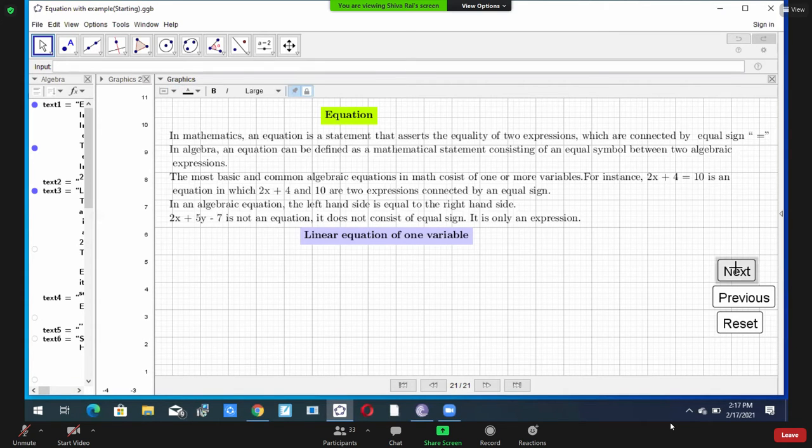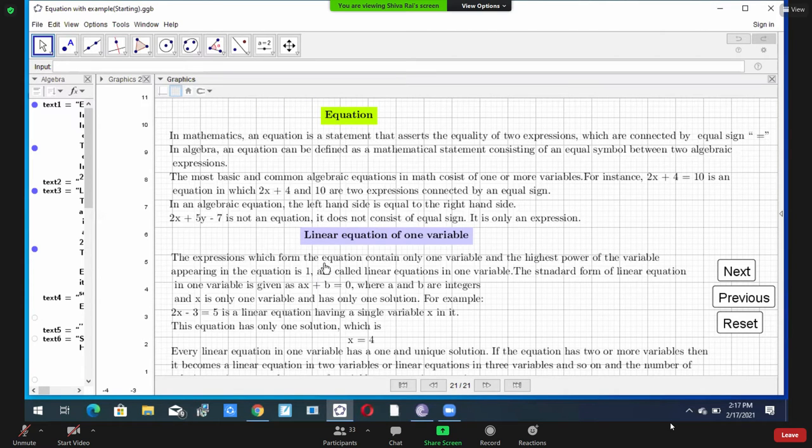So let's see here. The expression which forms an equation containing only one variable, where the highest power of the variable appearing in the equation is 1, is called a linear equation in one variable. Look, the standard form of a linear equation in one variable is ax plus b equal to 0. It is the standard form. a and b are integers, and x is the only variable. It has only one solution.